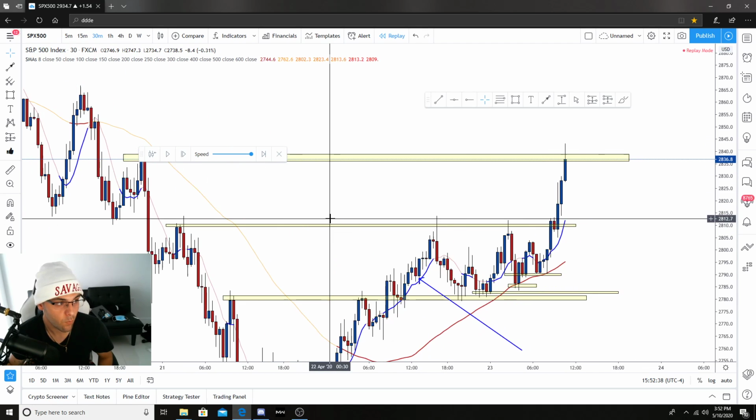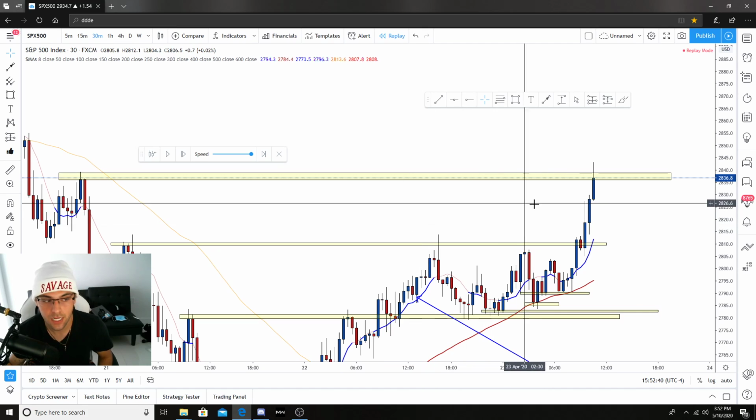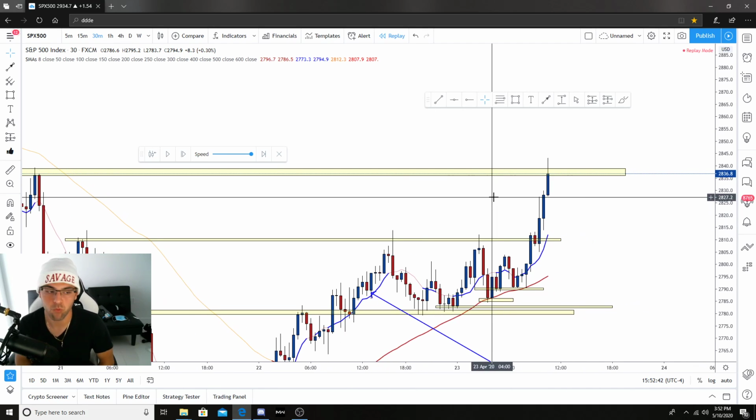And as you guys can see, we always look left in order to find out what's going to happen to the right side. So, I mean, it's not really rocket science. It's really not. It's very, very easy. You know what I'm saying? You wait for a break, you wait for a retest, you wait for candle formations, and boom.